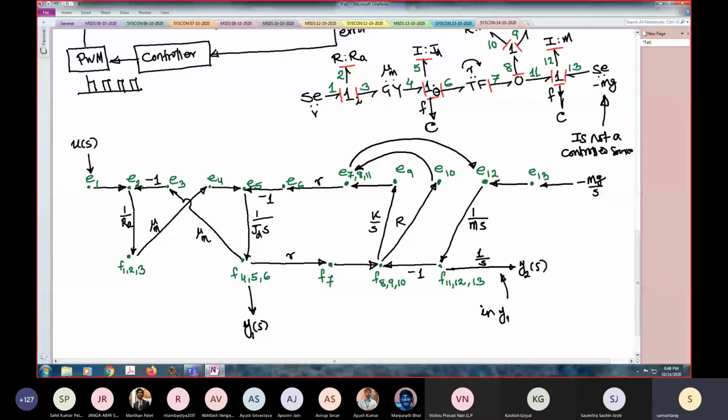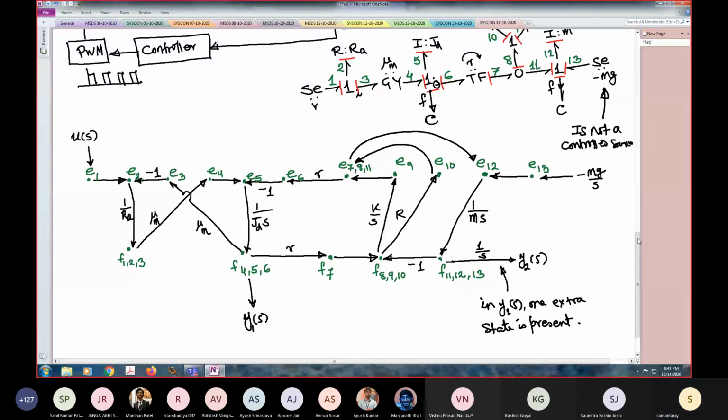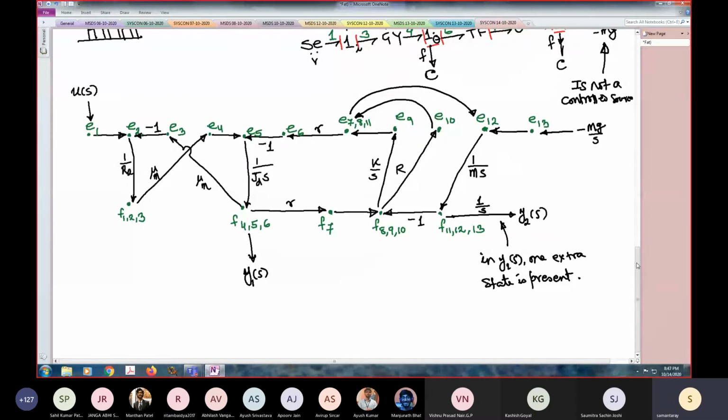In Y2S, one extra state is there. Because you have an integration, obviously that is one extra state. You can give any initial conditions to that integration. So this is our signal flow graph. I will reduce this signal flow graph further. It's pretty complex, so I don't want this complex thing. I will reduce it.